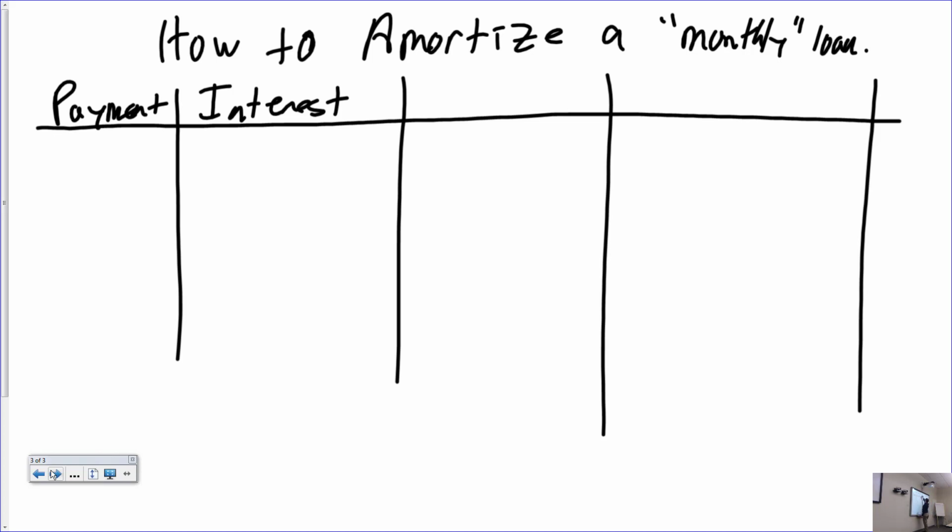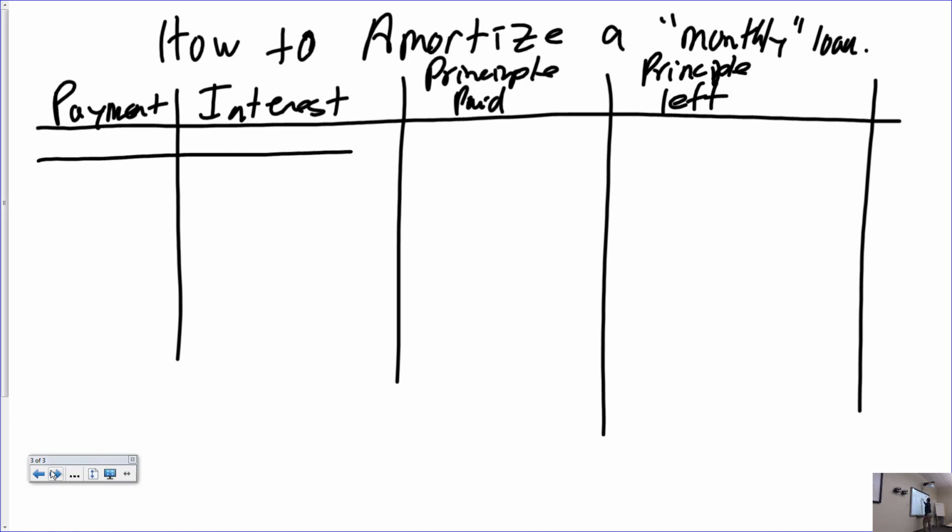So, principal paid, and then principal left. And this is what it looks like when you get your mortgage. They're going to give you a 360-line spreadsheet that shows you what every payment does for every month of your mortgage. It's really cool because it's like 6 pages long, front and back, and you can just flip through them. It's just hilarious, right? So, anyways, the first row just sets up the table, right?